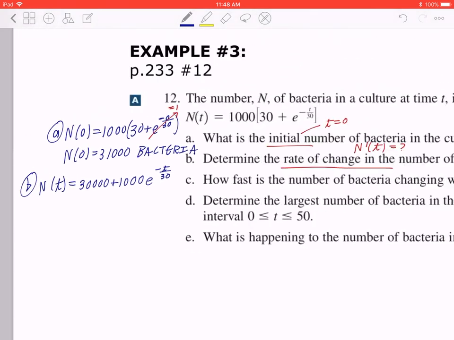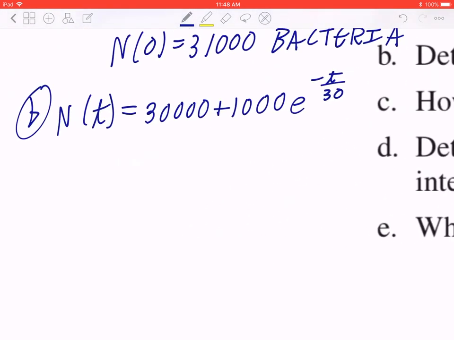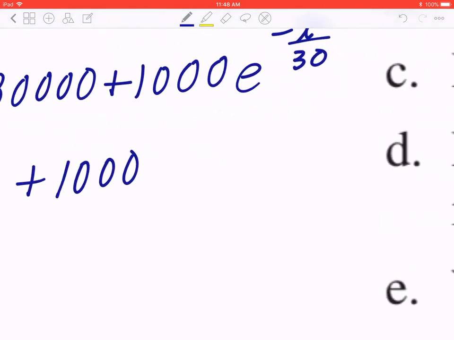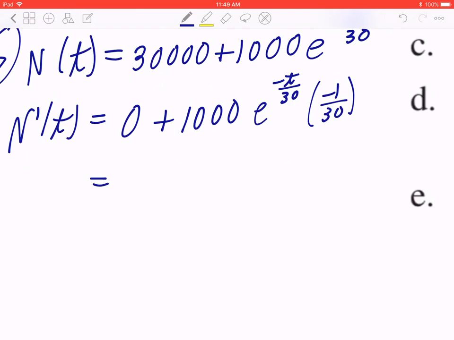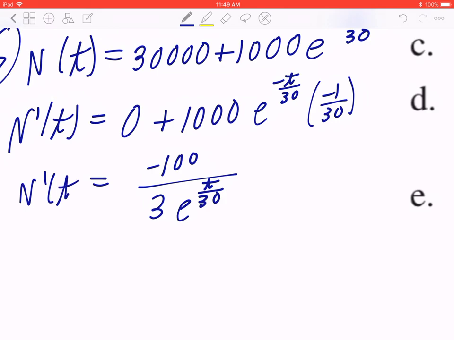So again, all we're doing is we're expanding this. Now we're ready to find n prime of t. And in this case, this is going to be 0 plus 1,000 times e to the power of negative t over 30. Don't forget to multiply by the derivative, which is negative 1 over 30. So the final answer is going to be negative 100 divided by 3 times e to the power of negative t over 30, just like that. And again, that's the rate of change.